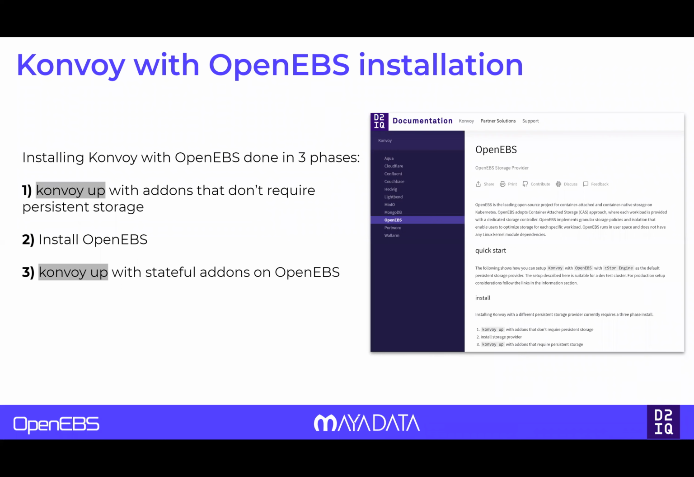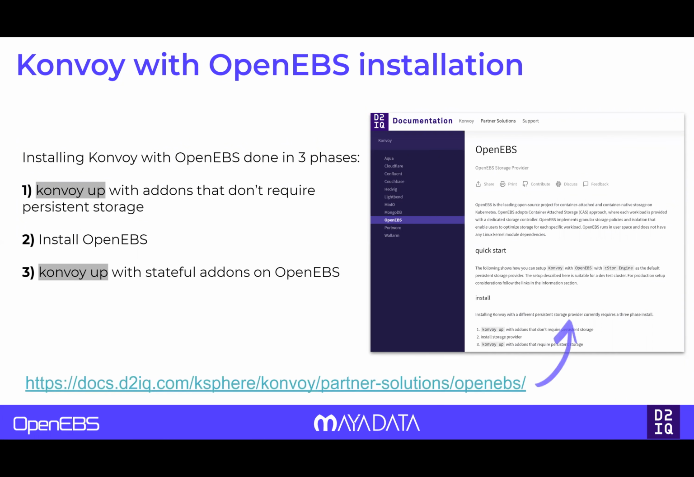Very quickly, Konvoy with OpenEBS installation is covered in the D2iQ partner instruction site, as I mentioned. To summarize, the high-level installation is done in 3 phases. You bring up Konvoy without the stateful workloads, using the configuration YAML file. Then you install OpenEBS, and OpenEBS starts to manage your disks and storage. Then you enable all the stateful components in the YAML file and bring up Konvoy again, which completes the stateful components and installs them on OpenEBS. Again, you can find these instructions here.